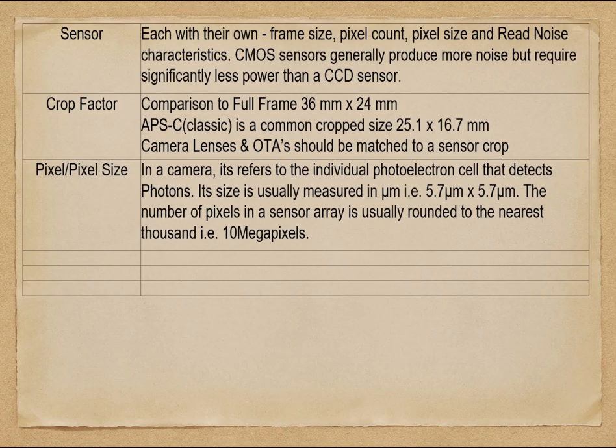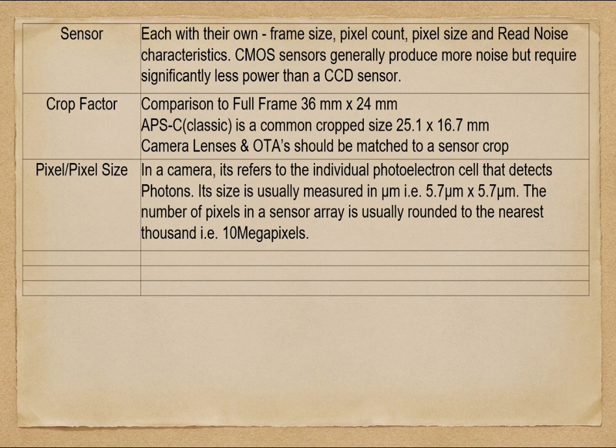So let's add that information to our definition. A sensor has its own frame size, pixel count, pixel size and read noise characteristics. CMOS sensors generally produce more noise, but require significantly less power than a CCD sensor. The crop factor is a comparison to a full frame of 36 by 24 millimeters. And the APS-C Classic is a common crop size of about 25 by 17, depending on the manufacturer.